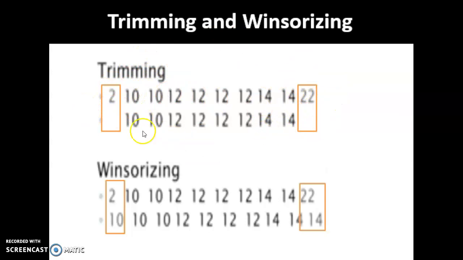Winsorizing, however, is basically instead of cutting these two numbers off, you will replace them with the next legitimate number in the chart. So, for example, 2 becomes 10 and 22 becomes 14. This way, you keep the same amount of data, but you're not disrupting it by having an outlier that is too high or too low.